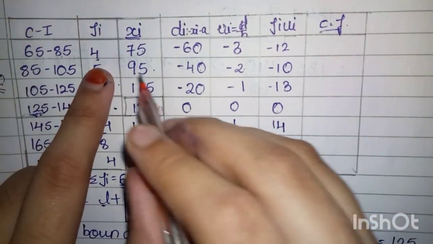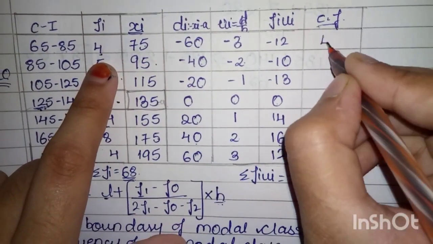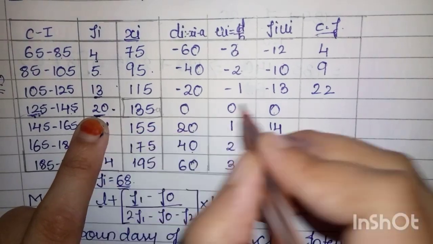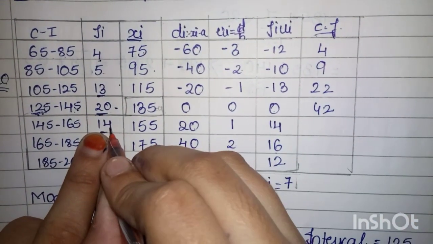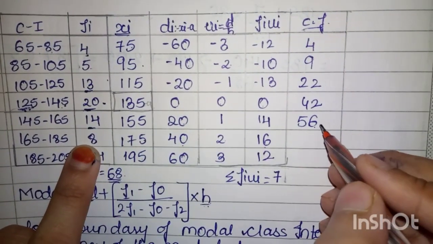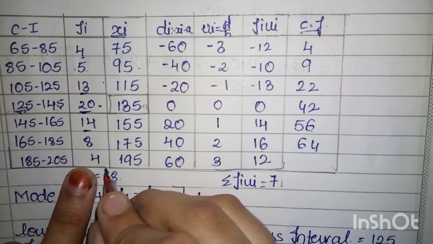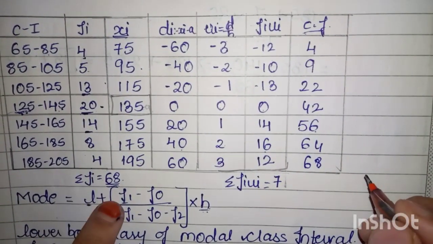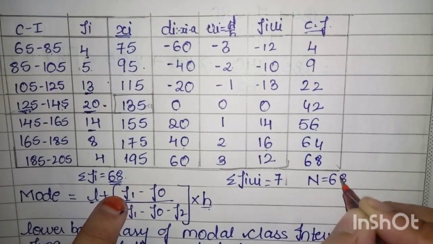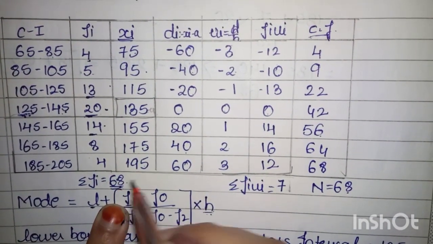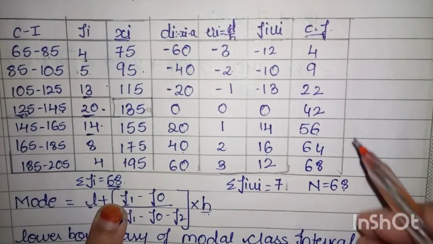Let us do it. So 4 will be written as it is. And next 5 plus 4, it is 9. Next 13 plus 9 will be taken as 22. 20 plus 22 is 42. 14 plus 42 is 56. And 8 plus 56 is 64. 64 plus 4 is 68. Right? So our n will be equal to 68, because if you add all these values also, it is equal to 68, and it is equal to this last number of cumulative frequency.